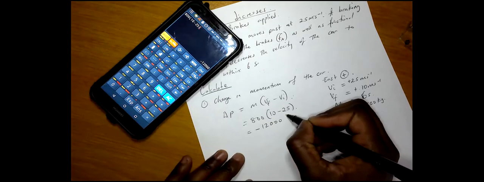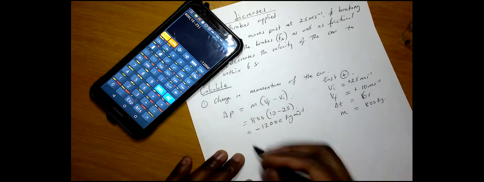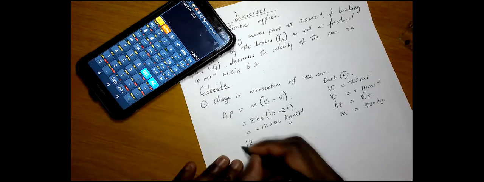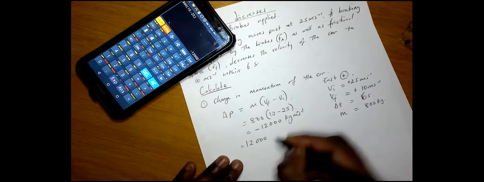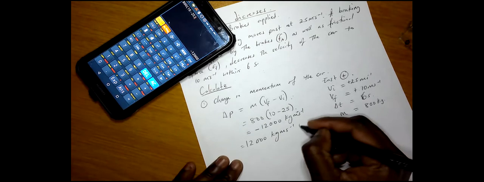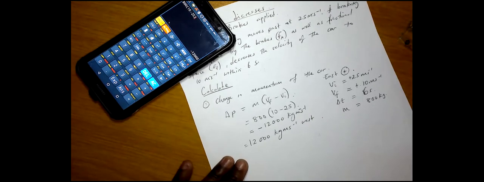Minus 12,000 kg meters per second. So what does minus mean? It means it is 12,000 kg meters per second west. Remember, it's negative, so it's actually changing towards west.